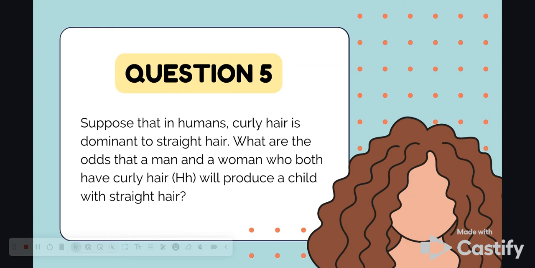Suppose that in humans, curly hair is dominant to straight hair. What are the odds that a man and a woman who both have curly hair, capital H, lowercase h, will produce a child with straight hair? Pause and see if you can solve it.